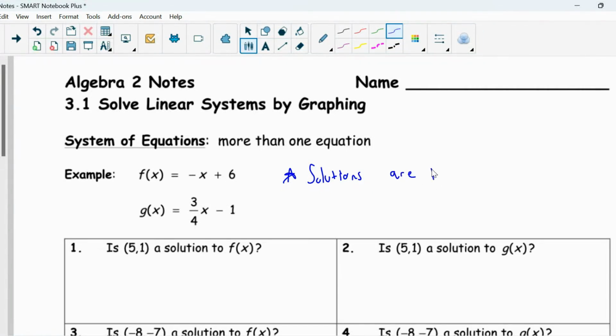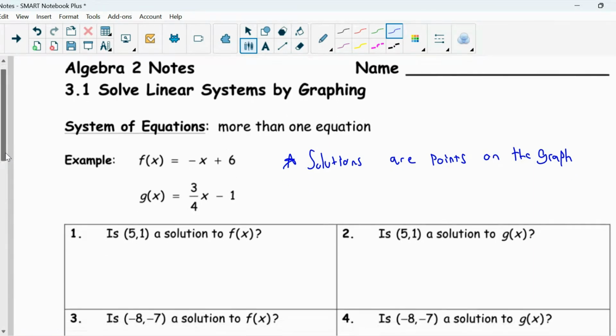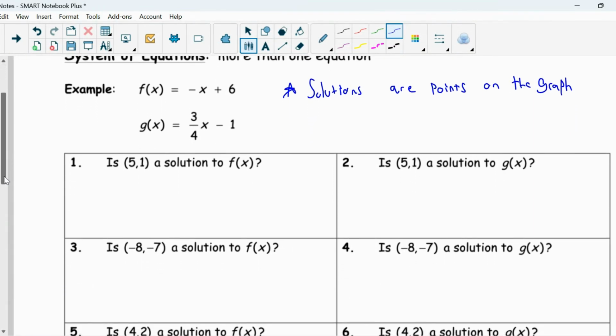are the points on the graph. That is the solutions for both of these equations. So let's look at when we are given a point or an ordered pair, and we need to check if it's a solution of each of our equations.